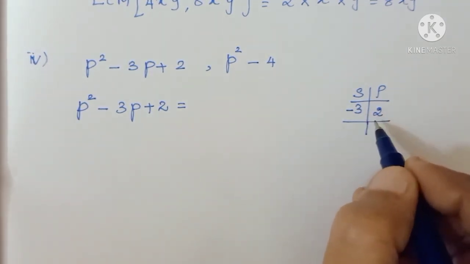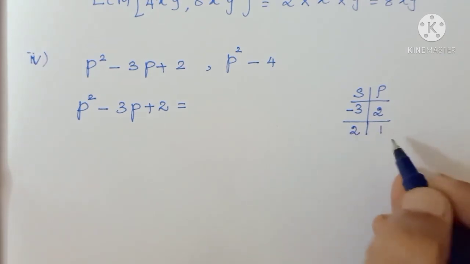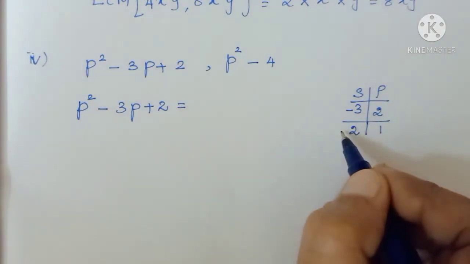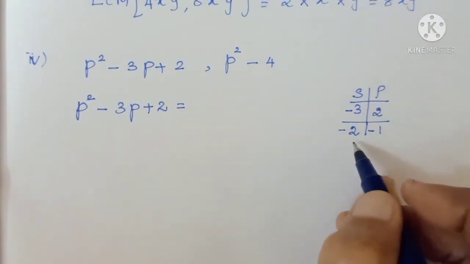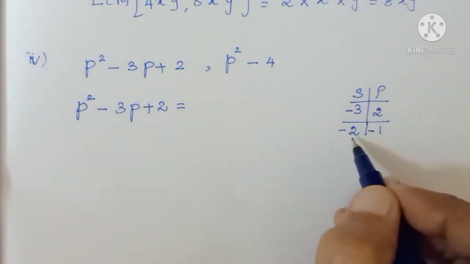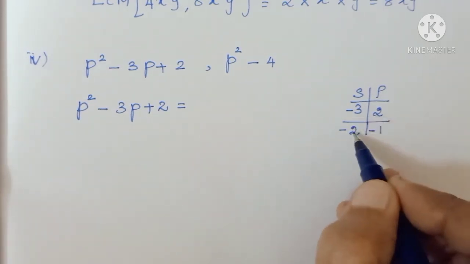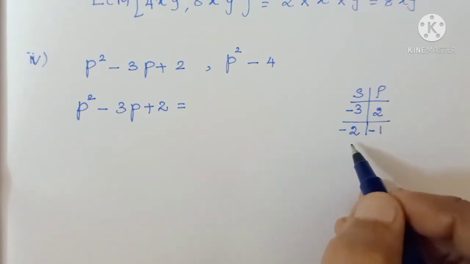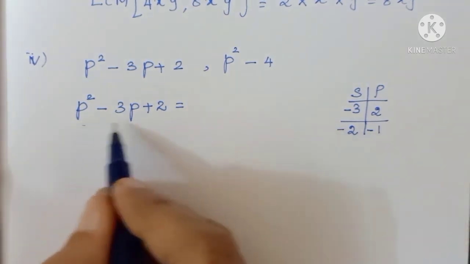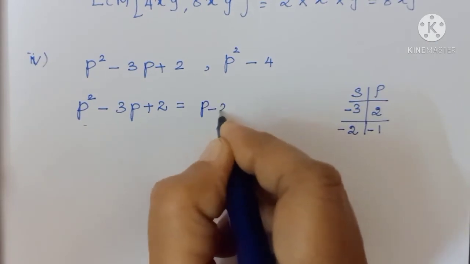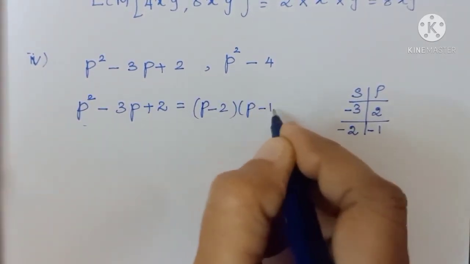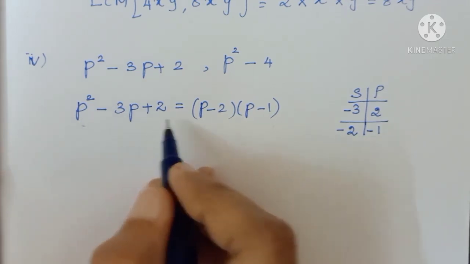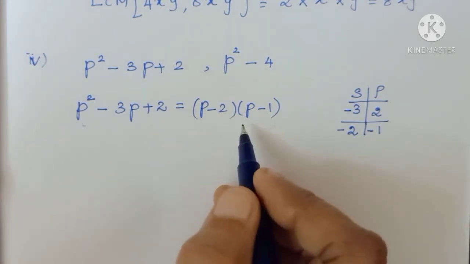Here 2. So 2 ones are 2. So easily we can say 2 ones are 2. Multiply means 2. But here minus 3 wants to come, no? So I am going to include here minus, here also minus. Now let us check. Minus 2 minus 1. If you add means we will get minus 3. And multiply these two numbers. Minus into minus plus. 2 ones are 2. So minus 2 minus 1. So we can write this polynomial as p minus 2 into p minus 1. Okay. So p squared minus 3p plus 2 will be p minus 2 into p minus 1.